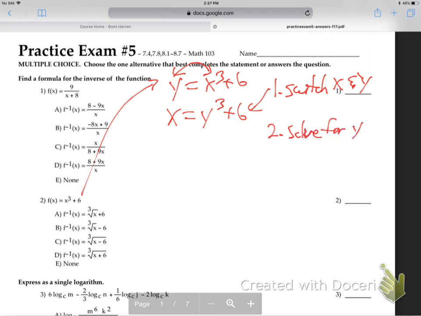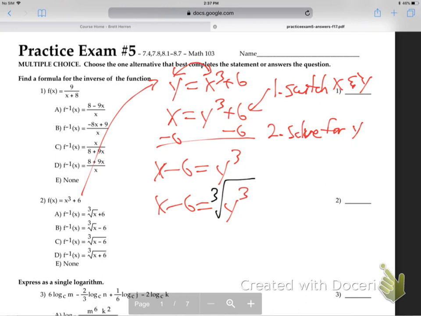Step 2, solve for y. So yeah, good job. So subtract the 6. And then what do we do to finish getting y alone? Third root, right? And boom, y is alone. There it is, third root of x minus 6. C. Is that okay? Questions on that one? All is well?